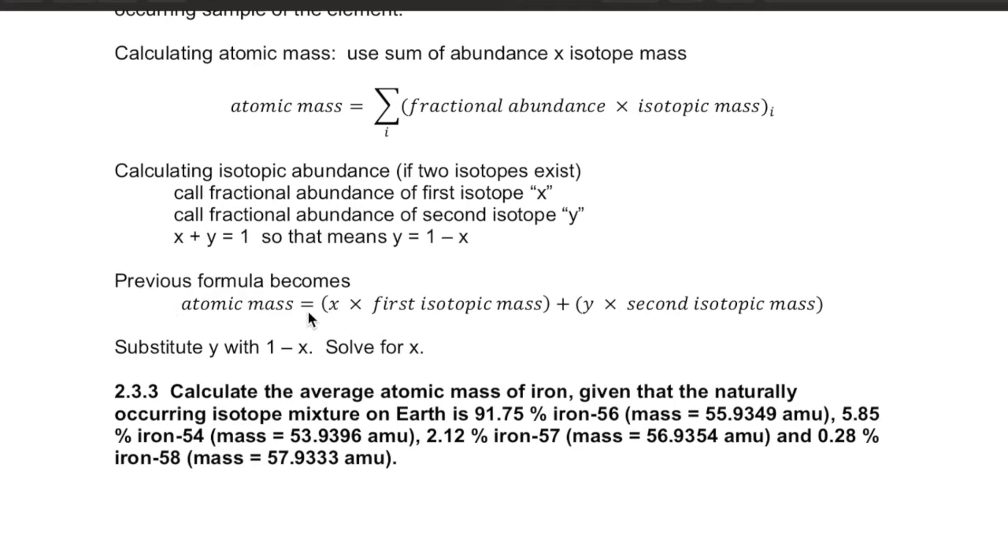If we know the atomic mass and the isotopic masses, the masses of each isotope, and what we don't know is X and Y, we can solve for X and Y because we know that X and Y add up to 1. So we can substitute the Y with 1 minus X, and we'll have just X in the equation that we'll be able to solve for.